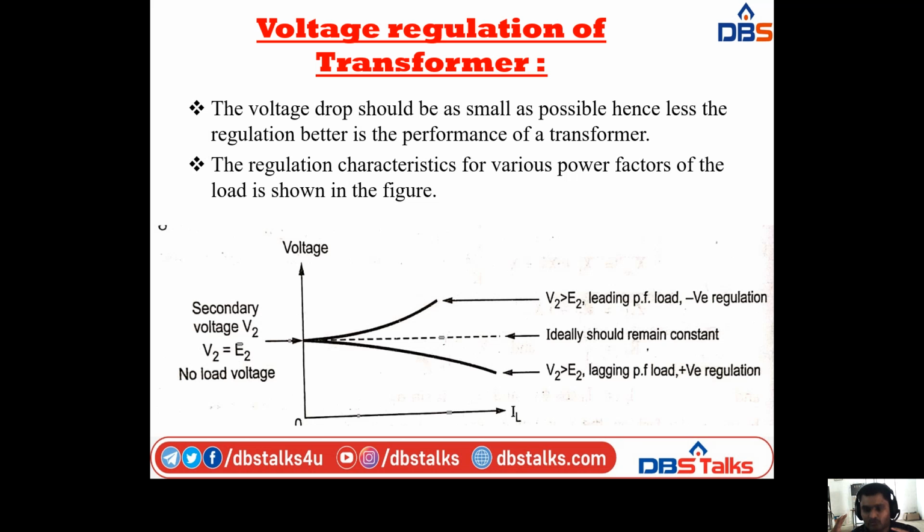Next we draw two more curves. One is for leading power factor. In the leading power factor, we will get the negative value of the regulation. And for the lagging power factor, we will get the positive regulation, that means positive values.